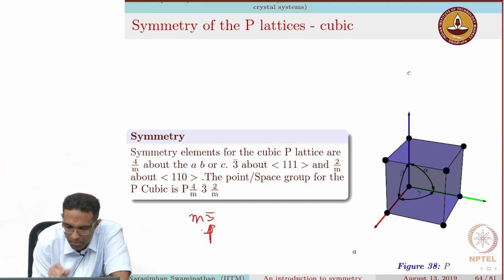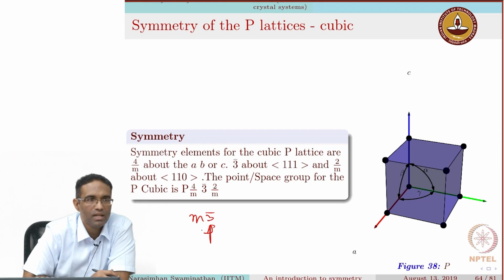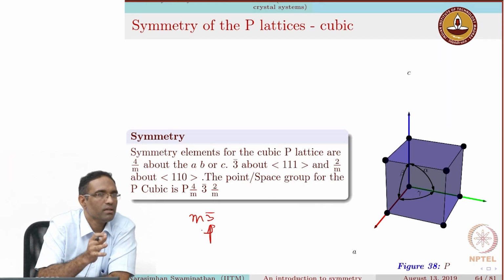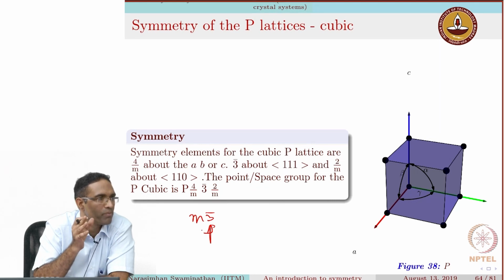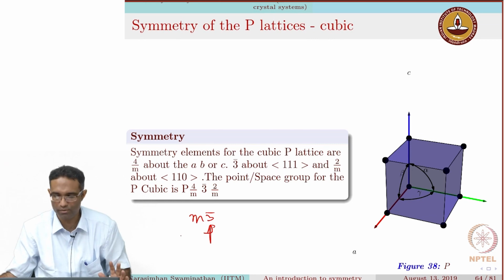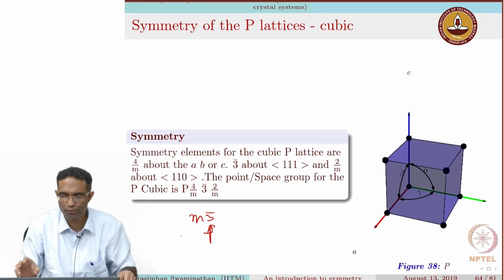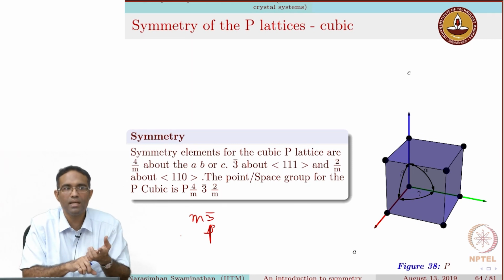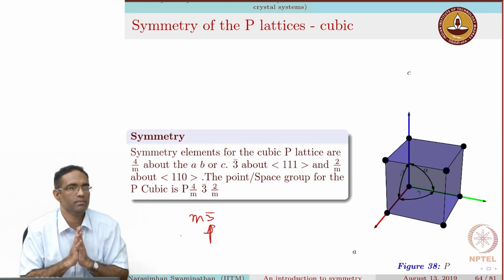If you see 3 bar in the second position, it generally means cubic. It means that the symmetry is cubic. Now what does this 3 bar mean, and what direction does it refer to? The presence of the four-fold rotation is making A, B and C equal. Okay.